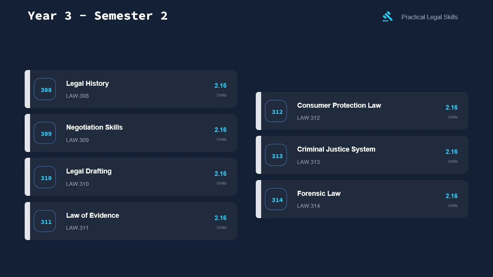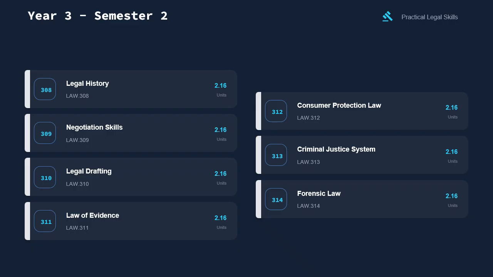Year 3, Semester 2, Practical Legal Skills. Course: Law.311, Law of Evidence. I. Advanced Evidence Doctrines, Hearsay, Privileges, and Expert Testimony. 1.1 Hearsay Exceptions and Constitutional Limitations.